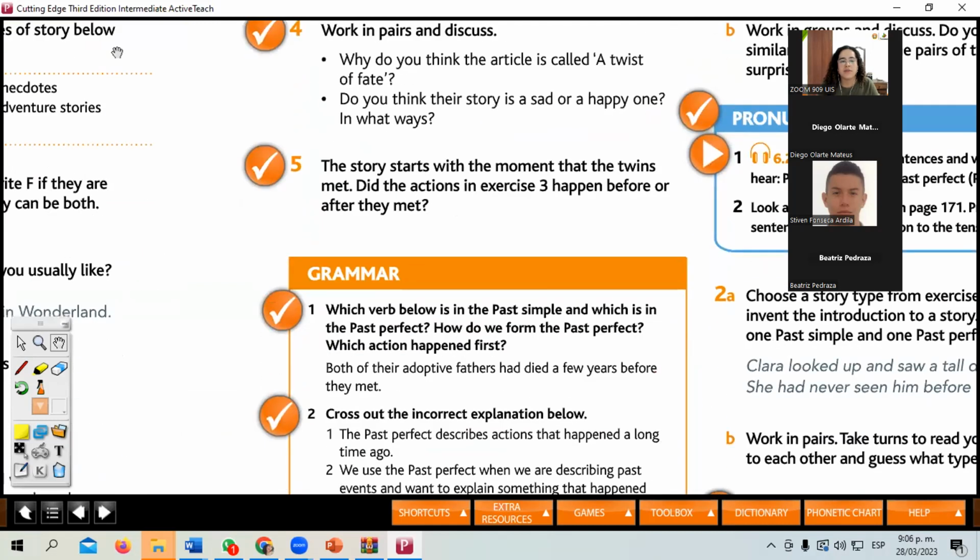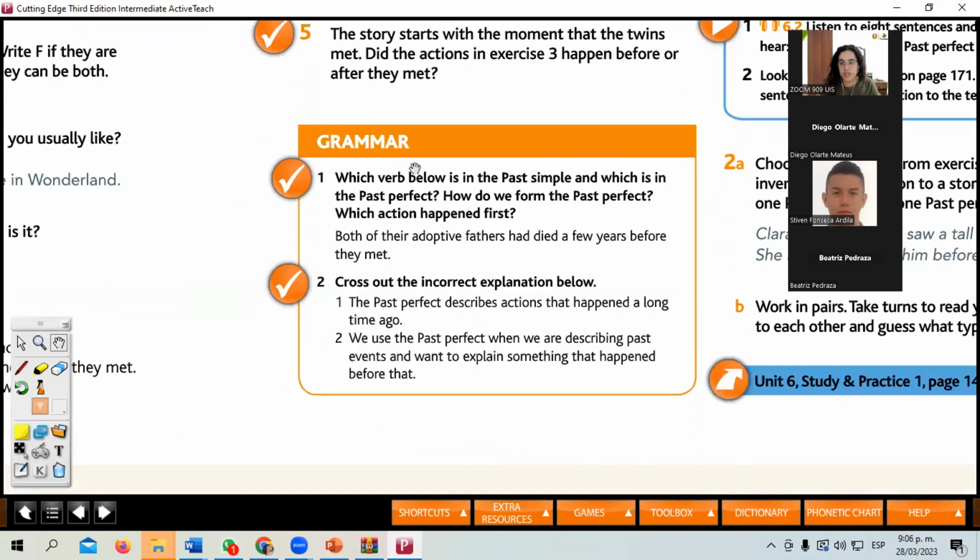Okay, guys. So now after we did all the reading and the listening preparation, now we will check the grammatical part of the unit, which is the past perfect, right? So we have in the grammar box 2 examples. In the sentence, we have 2 verb tenses. One is the past simple and the other one is the past perfect. Both of their adoptive fathers had died a few years before they met. So which one is the past perfect? Had died. Their father had died, yes.